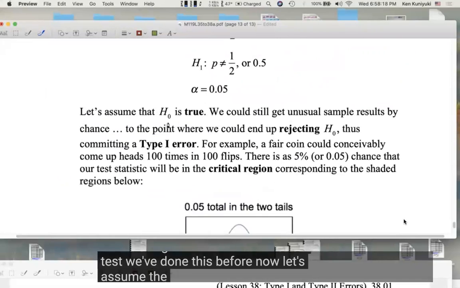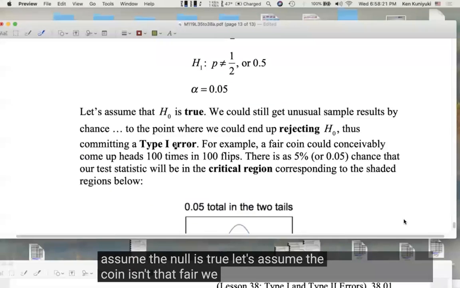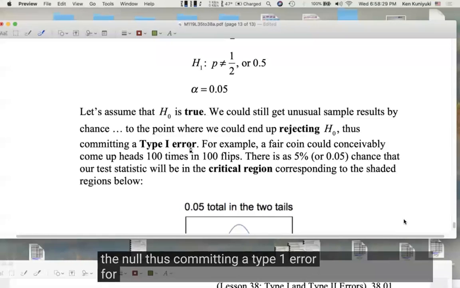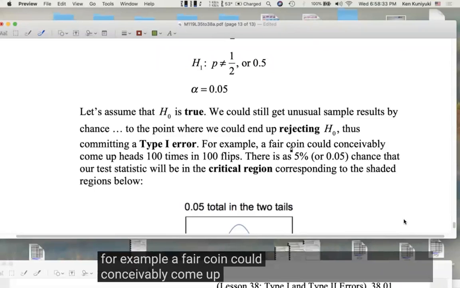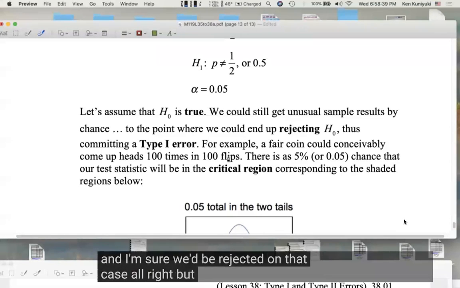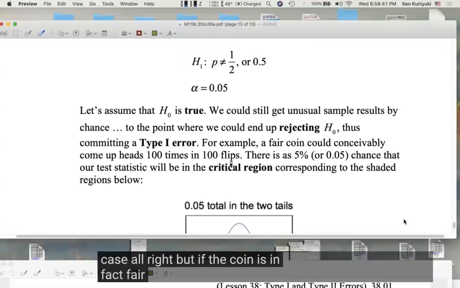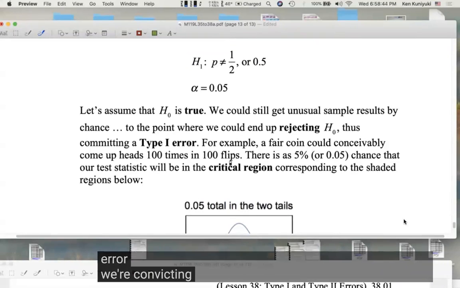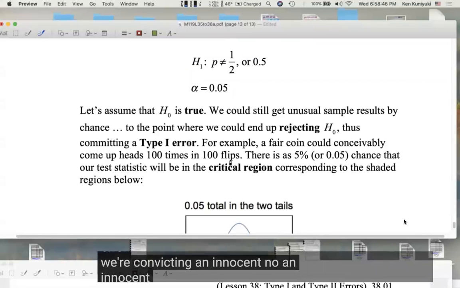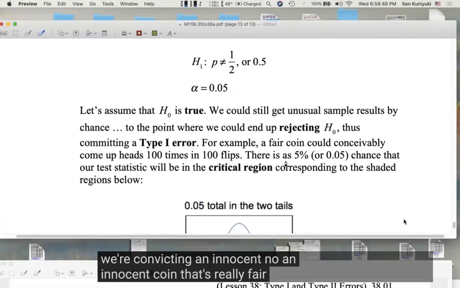Now, let's assume the null is true. Let's assume the coin is in fact fair. We could still get unusual sample results by chance to the point where we could end up rejecting the null, thus committing a type 1 error. For example, a fair coin could conceivably come up heads 100 times in 100 flips. It's very unlikely, and I'm sure we'd be rejecting the null in that case. But if the coin is in fact fair, we're committing a type 1 error. We're convicting an innocent null, an innocent coin that's really fair.